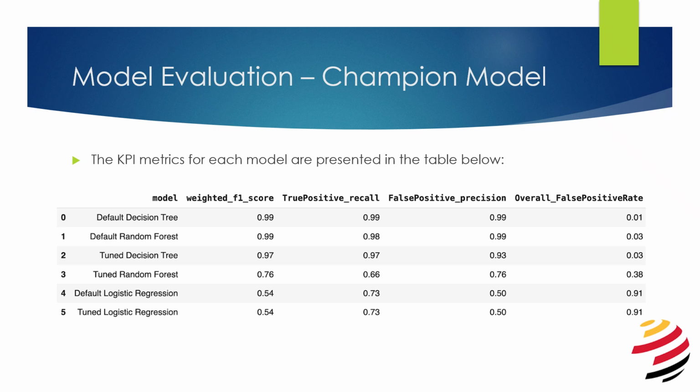The default random forest as well as the tuned decision tree models also perform well and can be used as alternatives with good performance for the KPI sets. On the other hand, the tuned version of random forest and both versions of logistic regression models failed to meet the conditions.